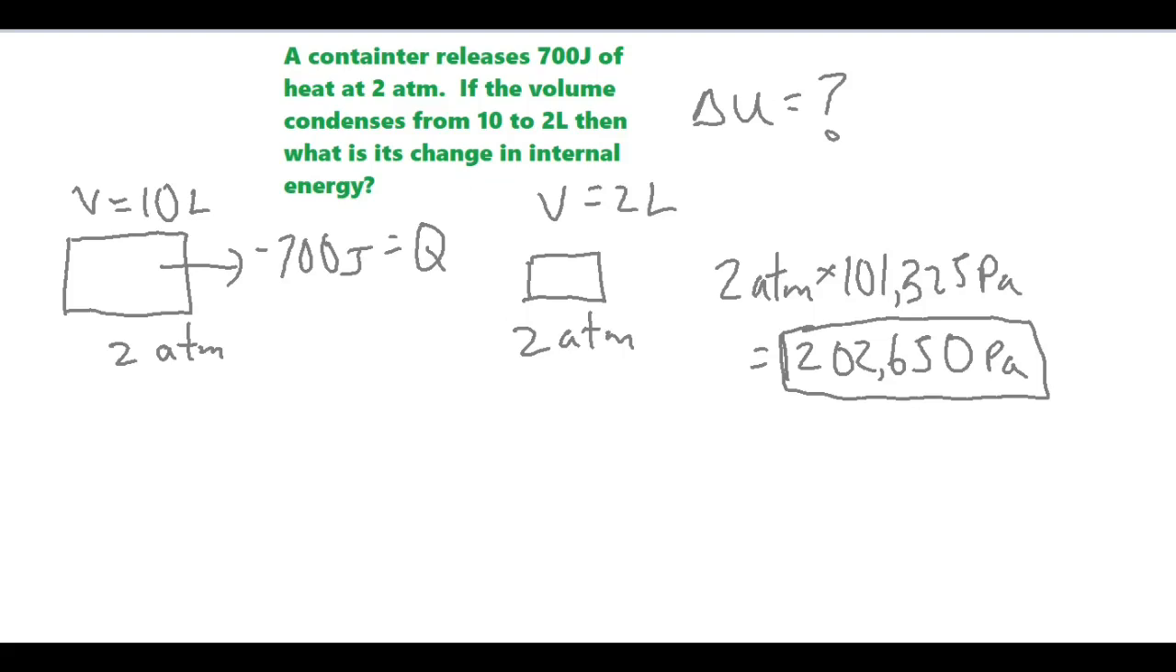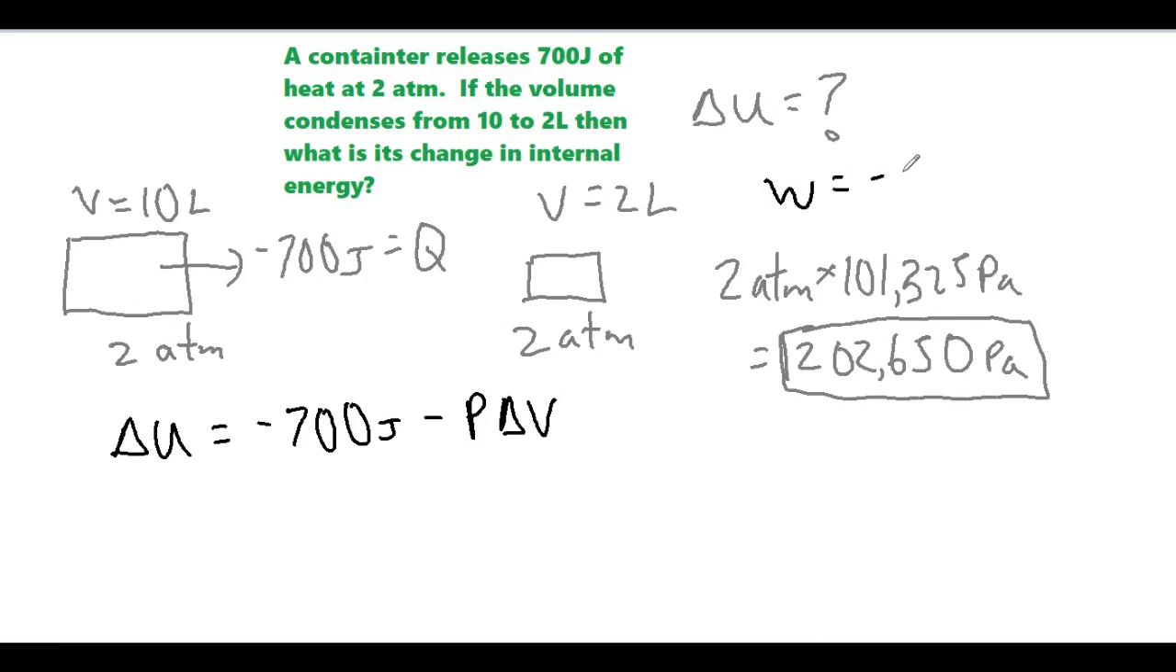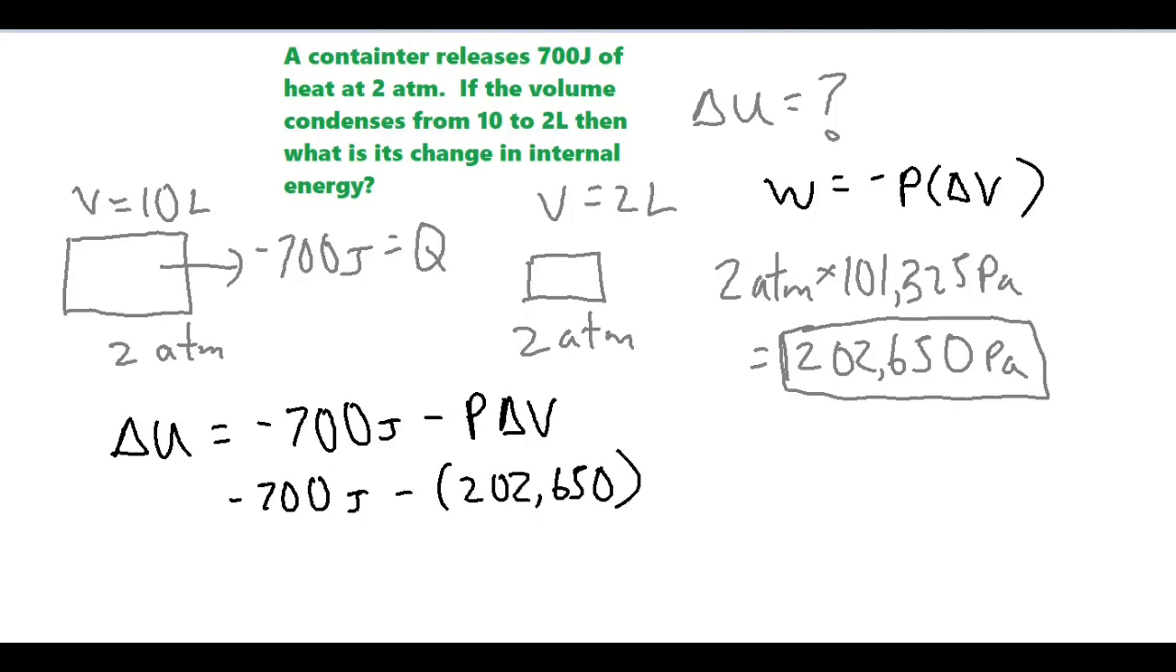So we have our change in internal energy equal to our Q, negative 700, because heat is being released and not absorbed. And then again, we're going to make that substitution of putting in that negative P delta V. Okay, so that minus comes from the formula being W equals negative P delta V. All right, so we have negative 700. We have 202,650. And then for the delta V, we have 2 minus 10, final minus initial. 2 minus 10 is negative 8 liters.